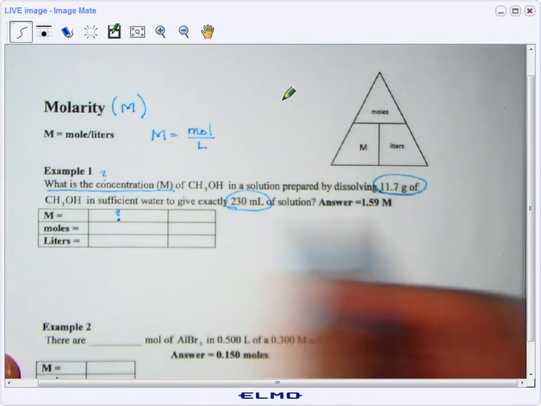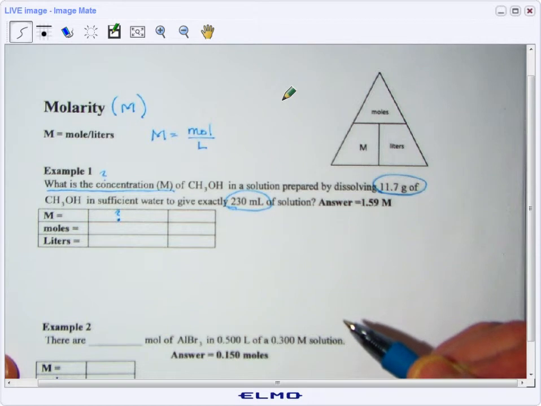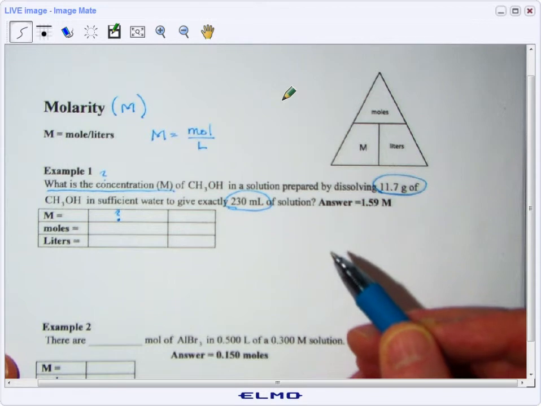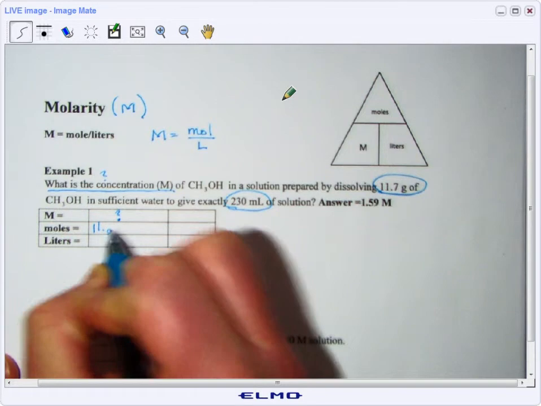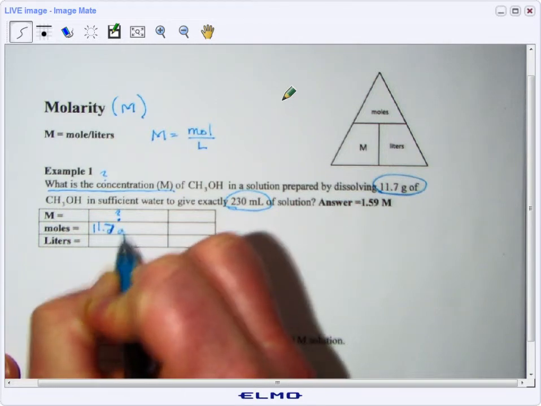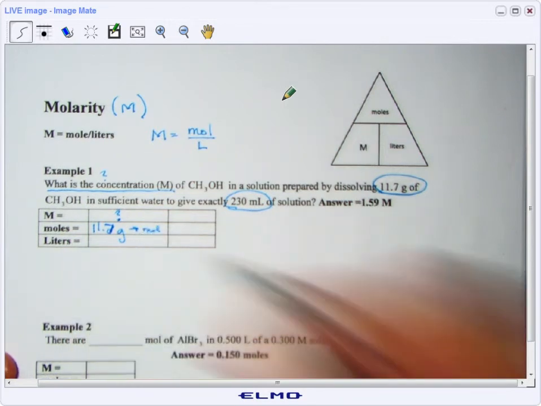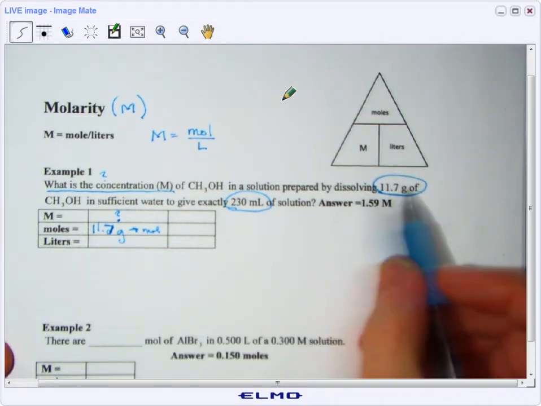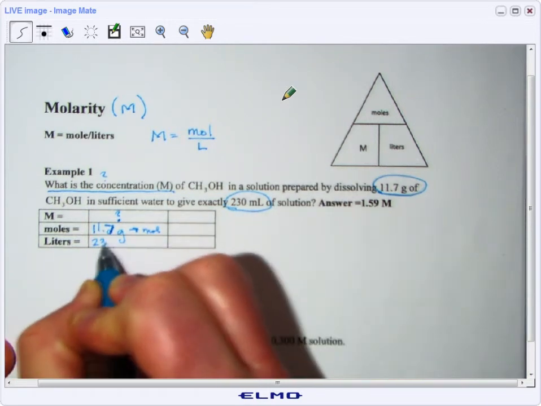Moles. Did they give us moles at either spot? No. But is there something they gave us that we could change into moles? Grams. So again, I want to pull that out and recognize that I have to change it into moles. Trying to let my brain work a little bit easier. I'll pull the information out. And then liters, it didn't give me liters, but it gave me milliliters.